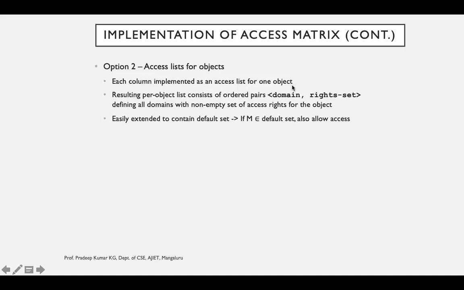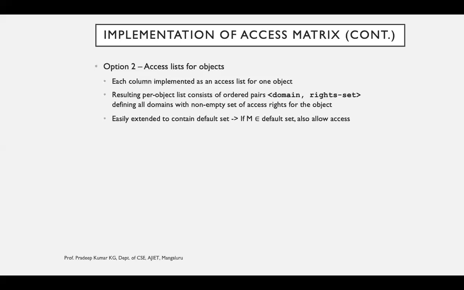Saying that, please make a note. It should be one access list for one object. Each individual object should have an access list, because each object will notify which domains will access it based on the permission. That's why each object should maintain a separate access list.